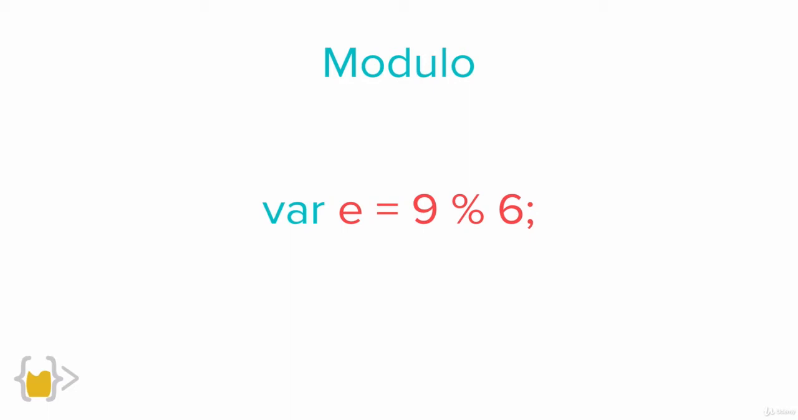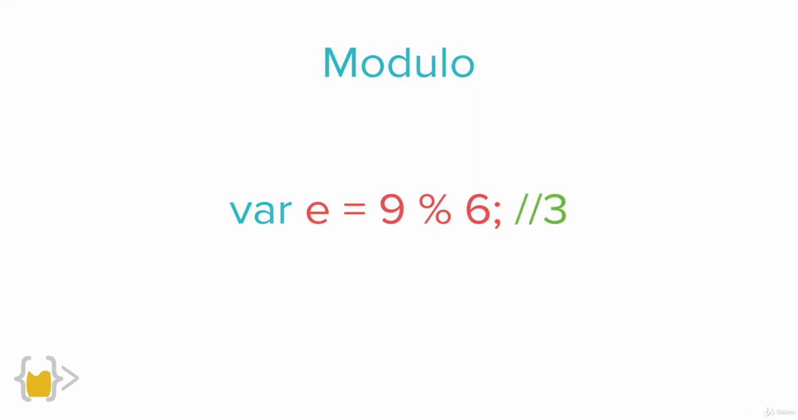Now, the only operator that's a little bit weird is the modulo, and it's represented by a percentage sign. It looks almost like we're trying to divide 9 by 6 if you just try to imagine the similarity with the division symbol. But it's actually going to give you the remainder of the division. So 9 divided by 6, so 6 goes into 9 only one time. And you get a remainder of 3, which is going to be the outcome of this expression.